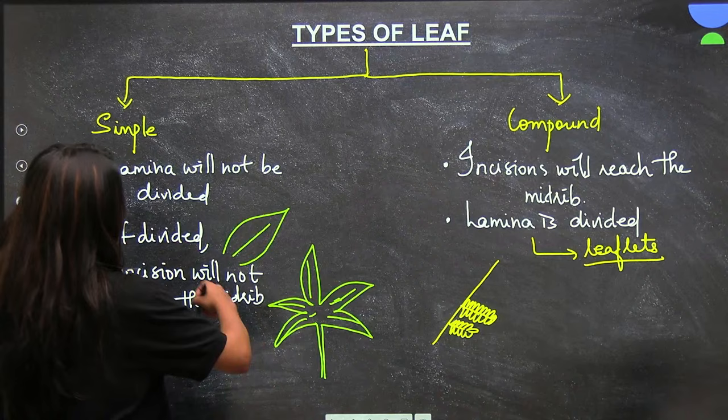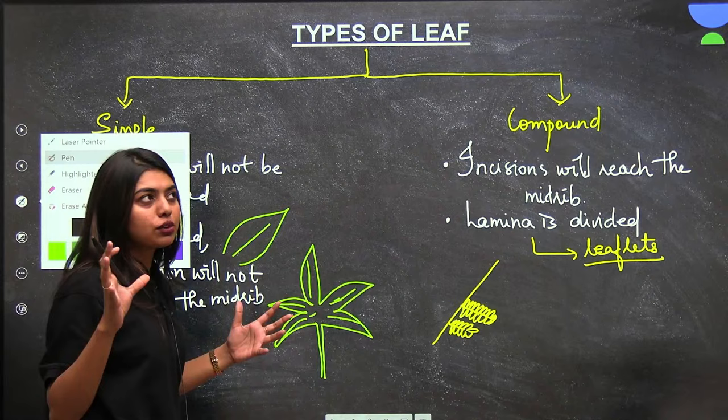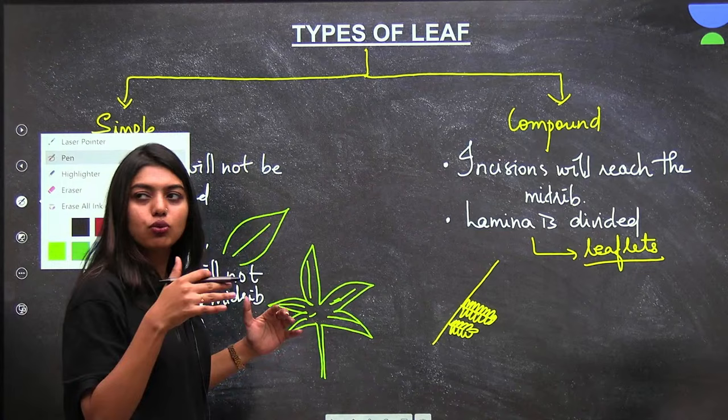Okay, most of you would have seen. You just have to look around. Now you are more of a biology student. You have to look around and be like, mom, that is palmately, this is pinnately. They will think you are crazy, but it's okay. You are studying. So you walk around and find everything and let your parents know.